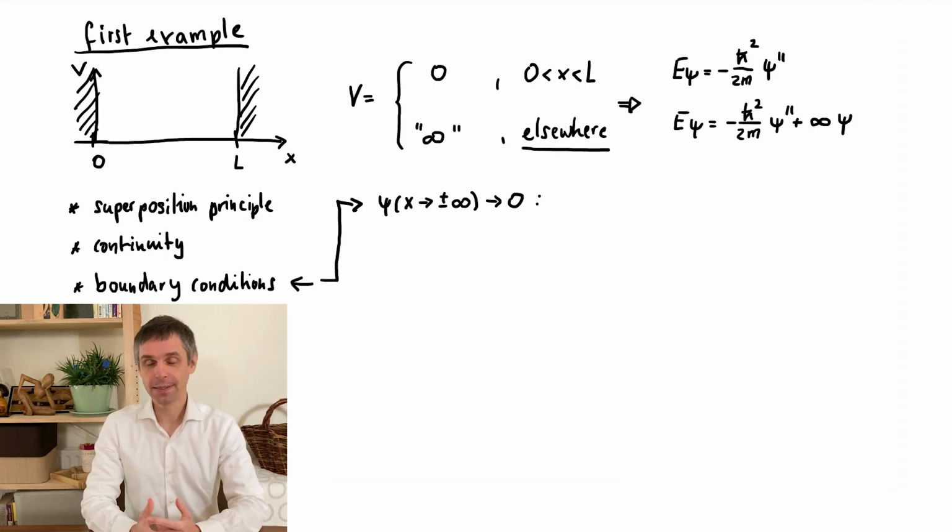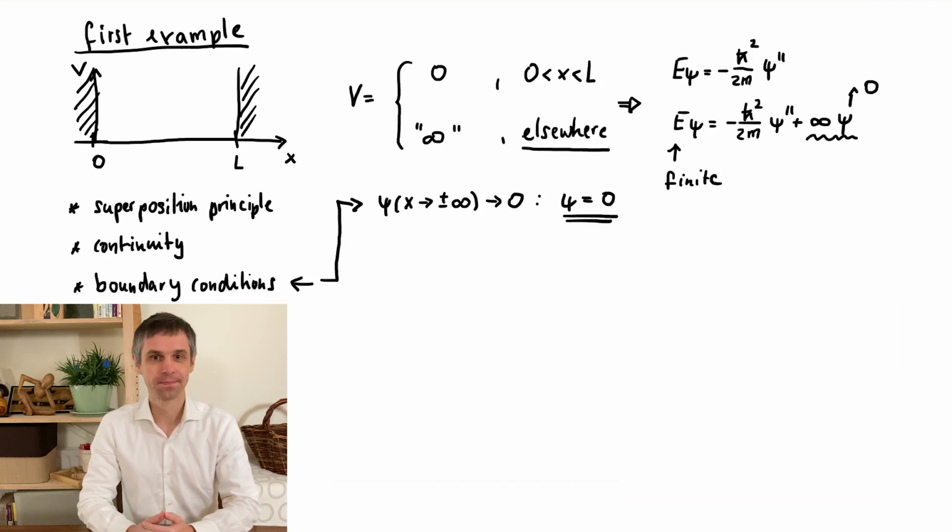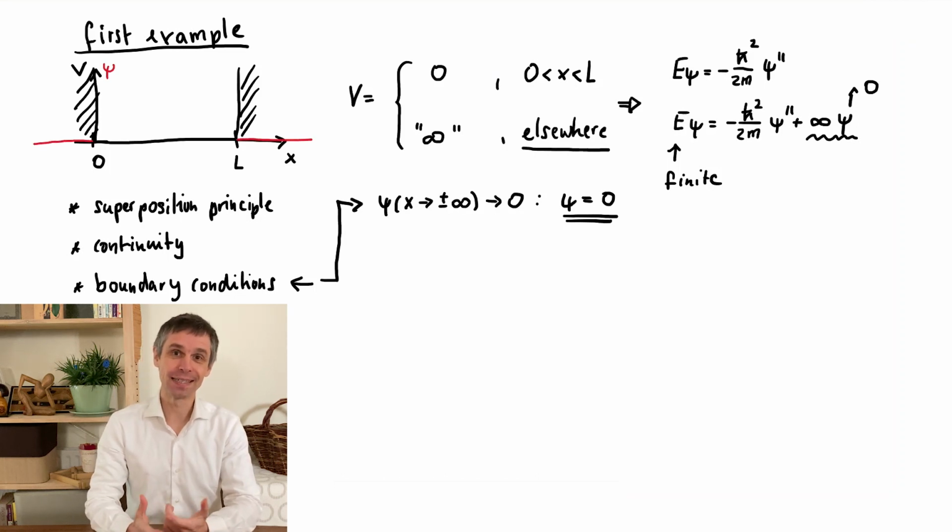And indeed, mathematically, you can see that if the energy is finite on the left-hand side of the Schrödinger equation, then the right-hand side needs to be finite too. For an infinitely large potential, this implies that psi vanishes, indeed everywhere within the walls. It is useful to overlay a sketch of the wave function on top of that of the potential. See the red line that I indicate there.